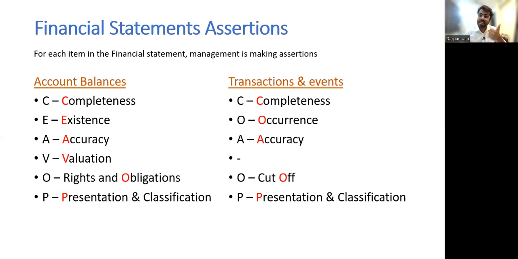For example, let's say in the last year, the company has purchased 12 different plant and machinery. Whether all 12 of them have been recorded in the books of accounts or not is nothing but checking for completeness, as to whatever has happened, whether that has been completely recorded or not in the books of accounts. That is checking for completeness, right?